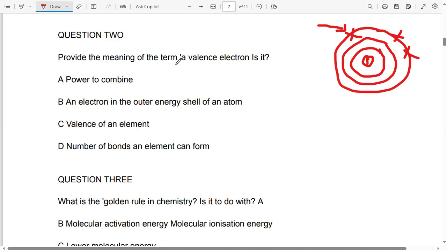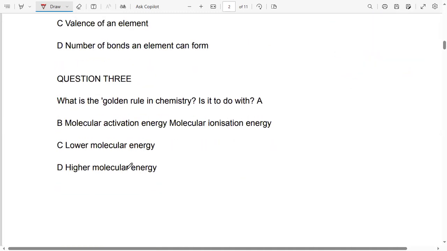So the outermost shell of an atom, if you find an electron in that outermost shell, that's what we call a valence electron. So here we'll go for B, which is the best answer. The valence electron is just an electron in the outermost shell of an atom. All right, and then question number 3, they're saying what is the golden rule in chemistry?